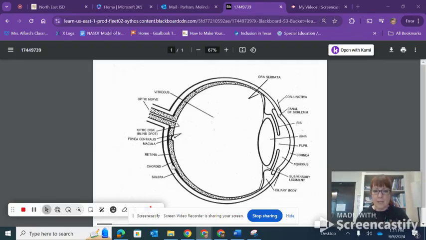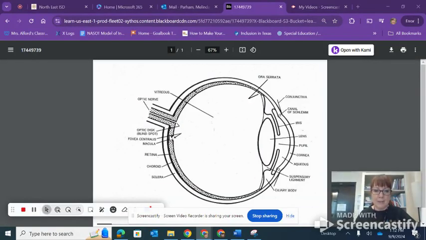That's the white part of our eye, and the choroid is the layer between the retina and the sclera that has the blood vessels that provide nutrients and nutrition to the retina. The retina contains the cones and rods, and so when light comes through the pupil, these photoreceptors, the rods and cones, receive the light rays, and they convert the light rays into electrical impulses, and then relay the information through the optic nerve to the brain.